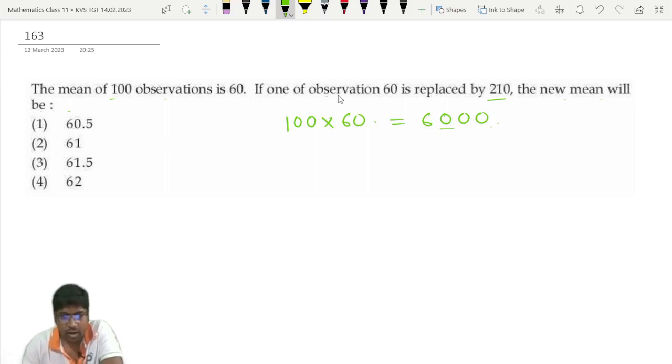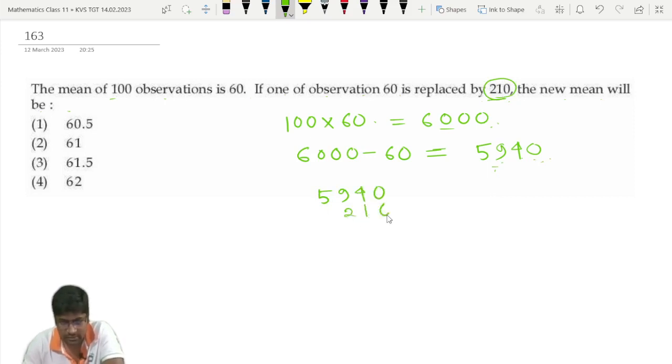Now one of the observations, 60, is replaced by 210. So 60 I will discard from this 6000. If I discard 60, we get 5940. It is replaced by 210, so 210 will be added to this. If I add, we get 6150. That is the sum of all 100 observations.